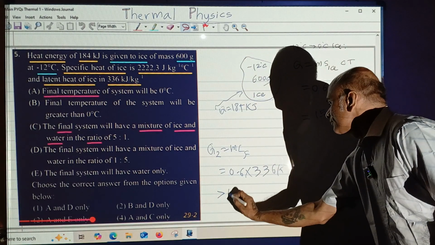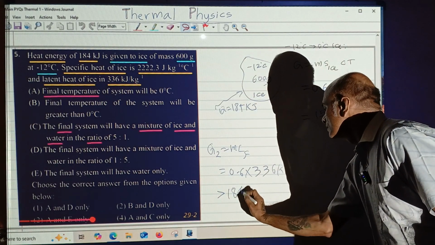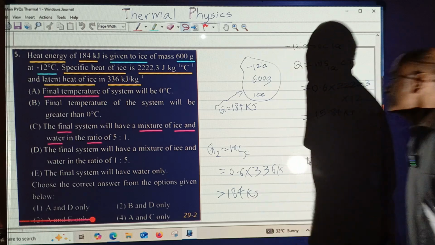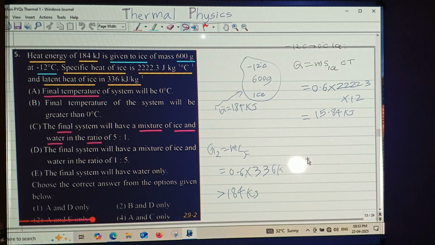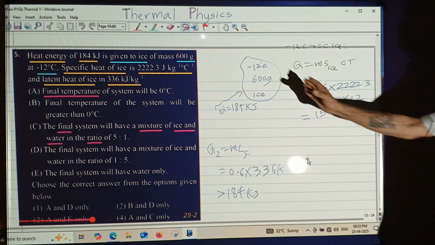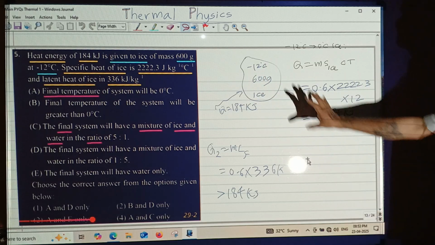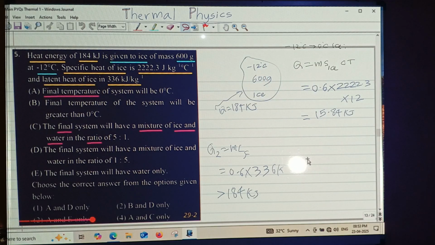So this is greater than 184 kilojoules. So melting of all the ice is not possible. So only some part of the ice will get melted, the remaining will remain as ice, solid ice. So to find that amount, you have to find the heat that's available for melting.